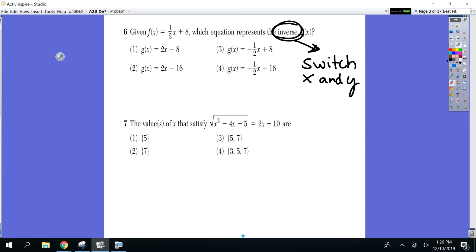F of x. What's f of x? Another way of writing. What variable? Okay, y. So what I'm going to have somebody do right now is just literally take the y and the x, switch their spots, and write what's the new equation for me. Inverse, take your x and your y, switch spots, everything else stays the same.